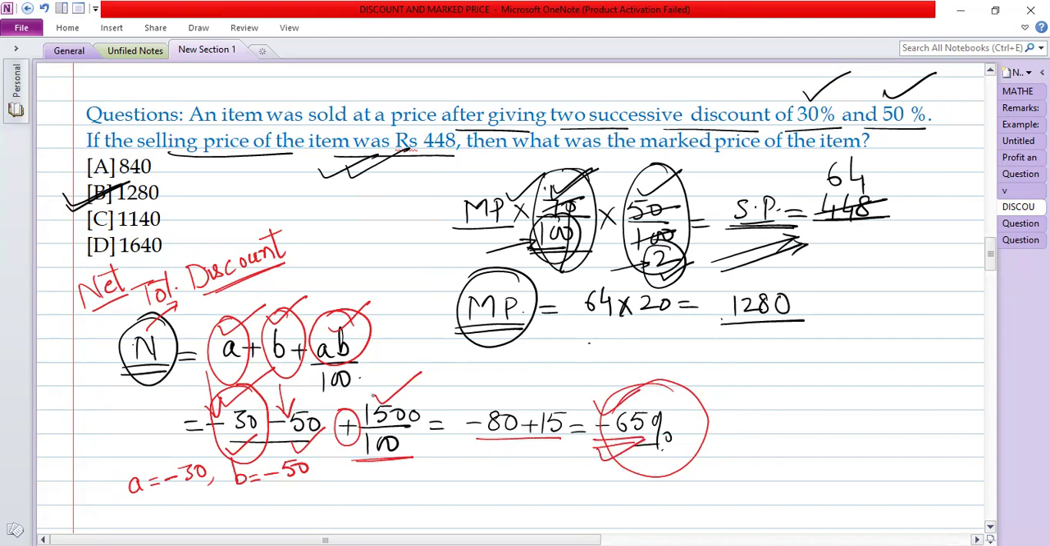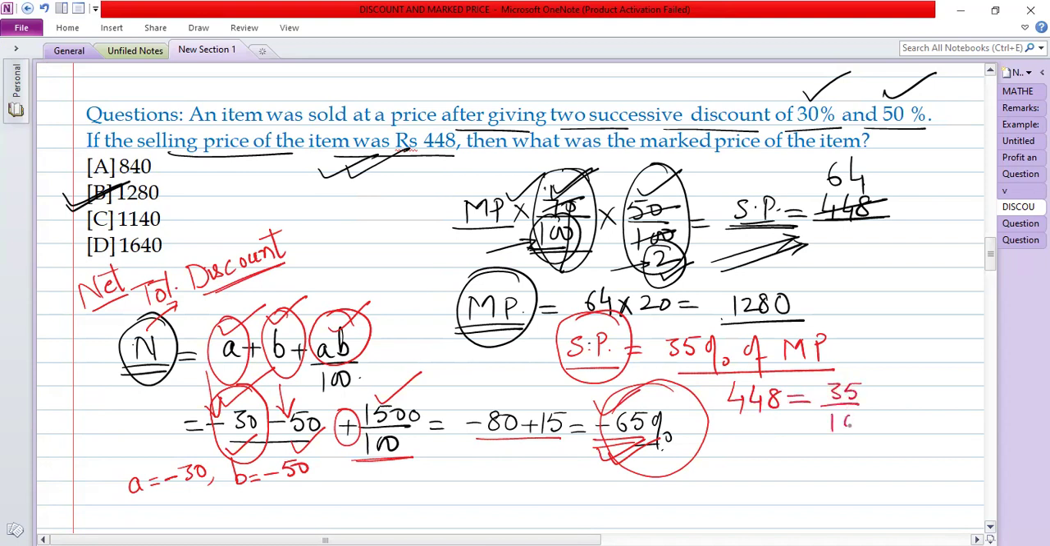So if this is our total discount, then once again, what will be the selling price? The selling price will be 35% of the marked price. If 65% is the total discount, then the selling price will be 35% of the marked price. The selling price is given to be 448, so 35 by 100 into MP, the marked price. So the marked price will be 448 into 100 by 35.